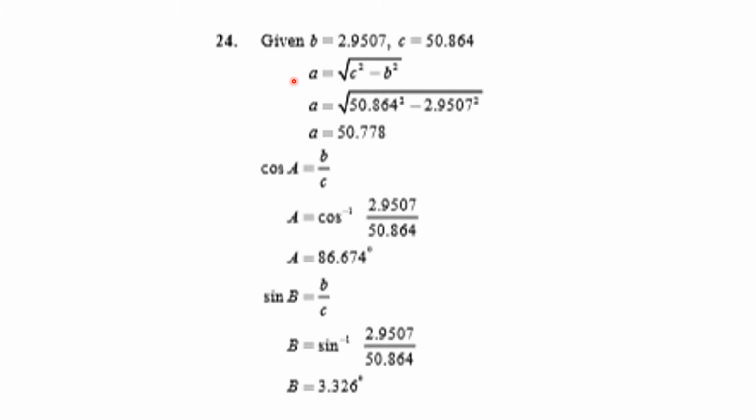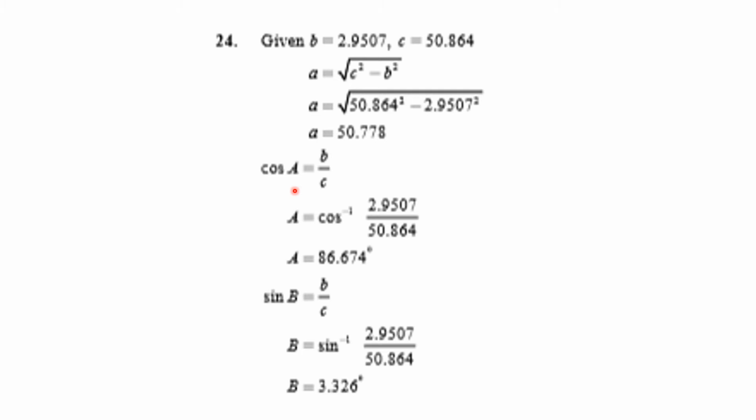Okay, on this problem, we'll use the Pythagorean theorem, but this time we know the hypotenuse and one of the sides. We have to use it to find the leg. So the Pythagorean theorem works this way. It is c squared minus b squared is equal to a squared. We use our calculator and we get a is this number.